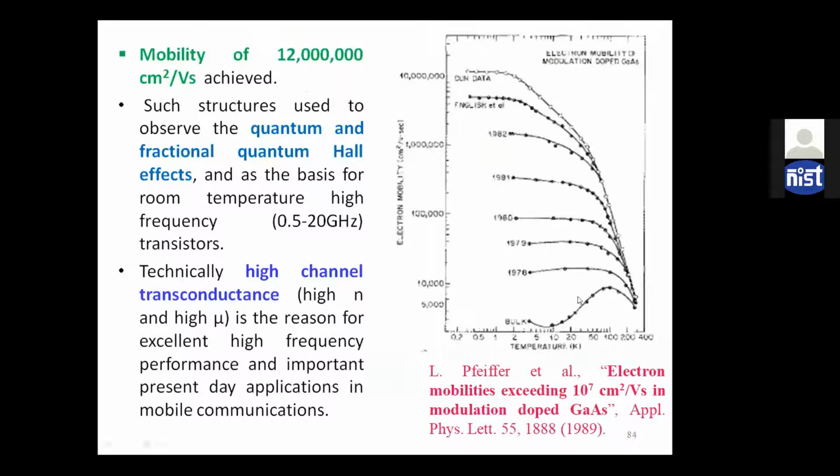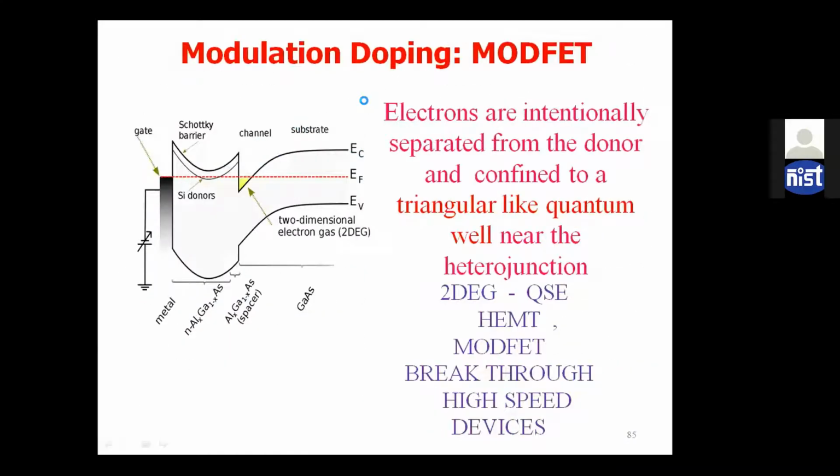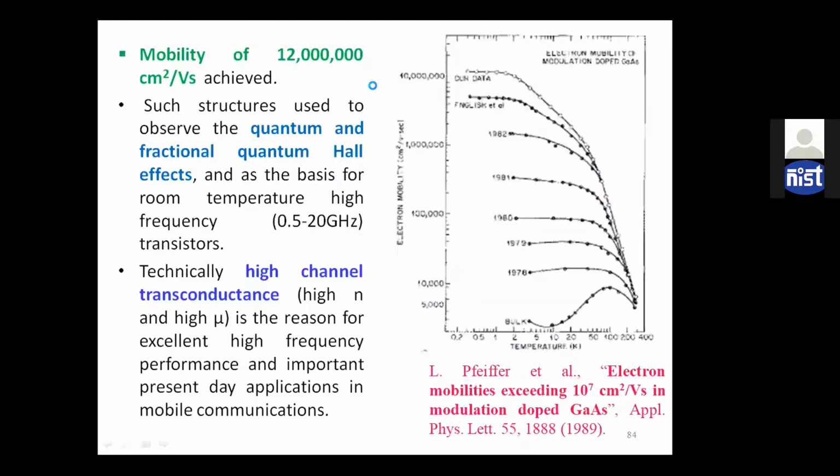So for the first time, the group obtained the mobility of electrons up to, sorry. Up to that there is a small bar actually. How can I move it?